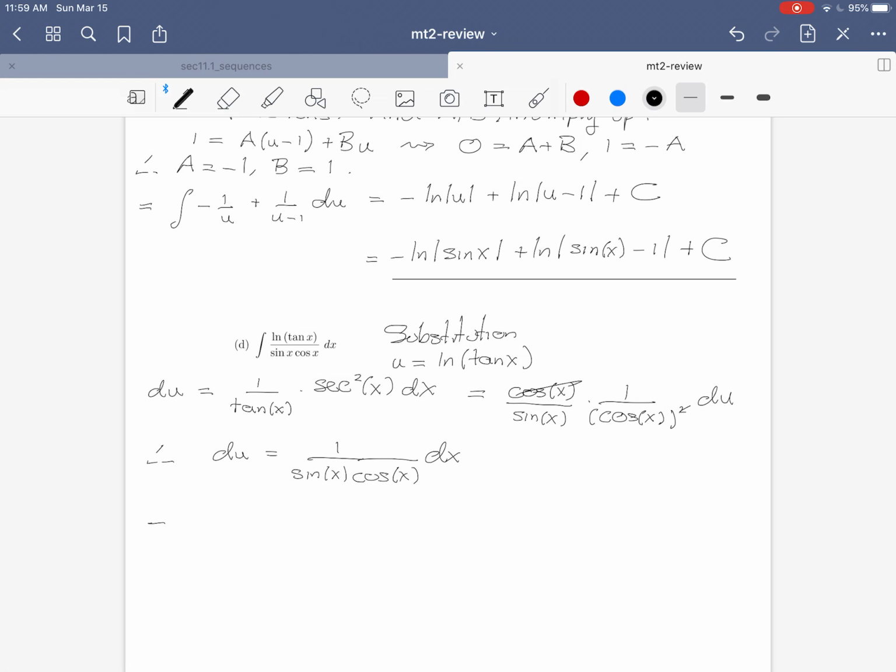And so lo and behold, what have we found? We found that our integrand, when we rewrite it using the substitution, becomes the integral of u du. So now we can integrate this. This is 1/2 u squared plus an arbitrary constant. And then we apply our substitution. So this is 1/2 times ln tan x all squared plus an arbitrary constant. And that gives us our solution.